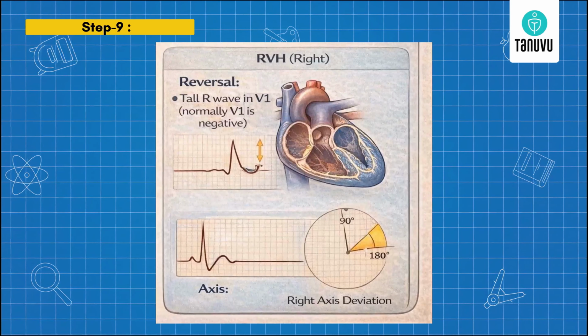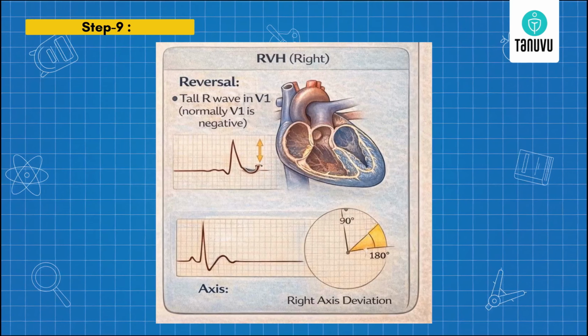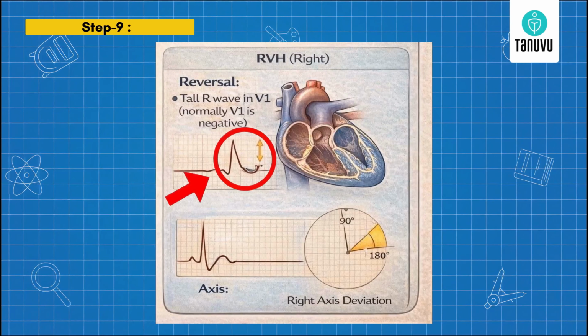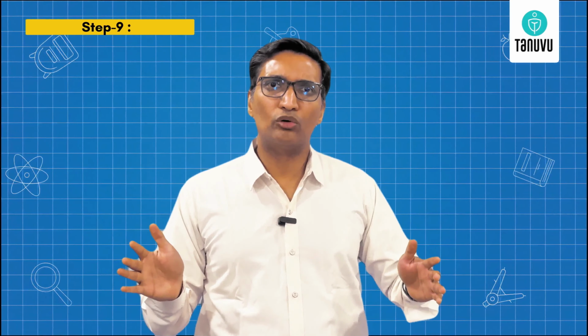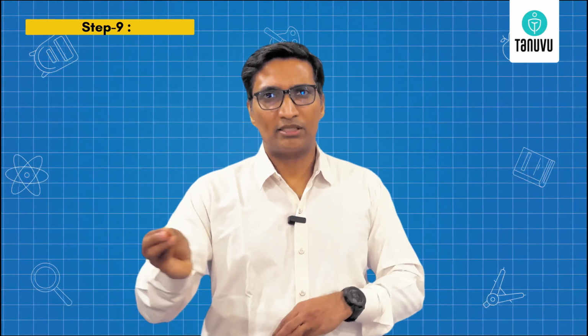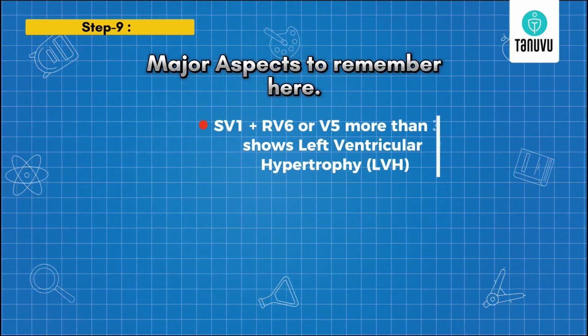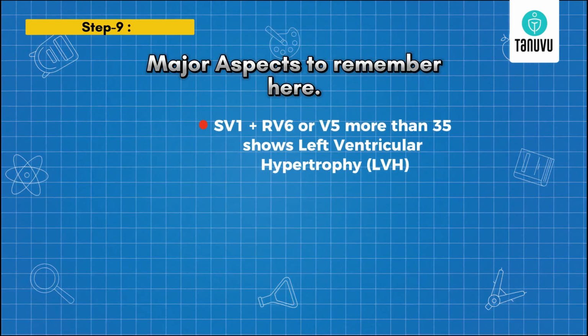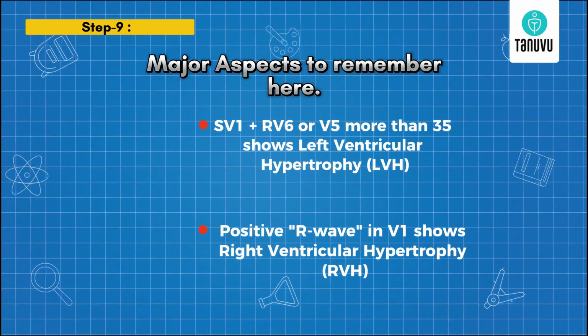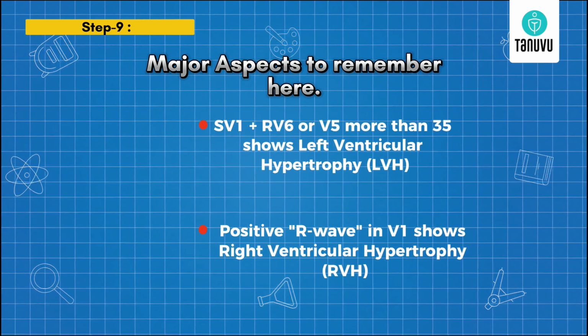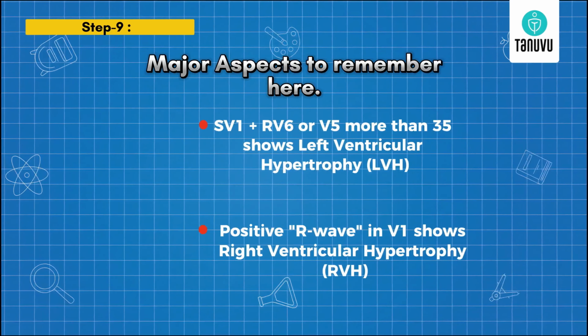When it comes to the right ventricle, it is much more simple. If the R wave in V1 is positive, it means that there is a right ventricular hypertrophy. There are so many other criteria which describe the LVH and RVH, but remembering this is sufficient to help you pass your examination and pick up the most common problems with respect to hypertrophy. So SV1 plus RV6 or V5 more than 35 for LVH and a positive R wave in V1 for RVH are the criteria for ventricular hypertrophies.